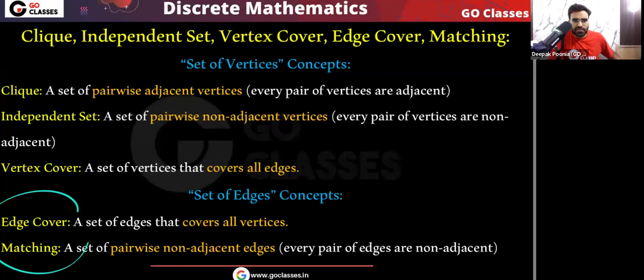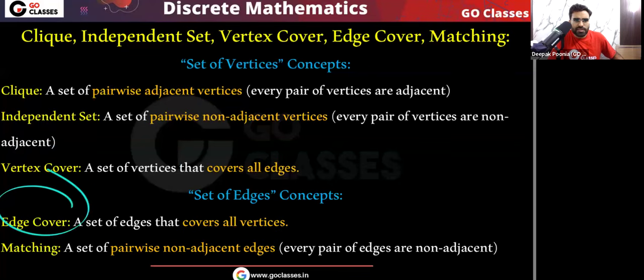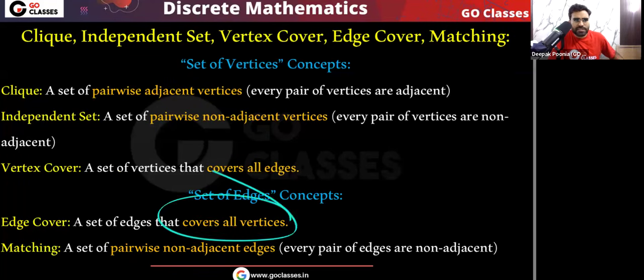Now, what are the definitions of edge cover, matching? These are set of edges concepts. So edge cover, this is set of edges which will cover all the vertices. Remember, vertex cover, this is set of vertices which will cover all edges, and edge cover, this is set of edges which will cover all the vertices. I told you that vertices will cover edges, edges will cover vertices. So vertex cover means set of vertices which will touch all the edges, and edge cover means this is set of edges which will touch all the vertices.